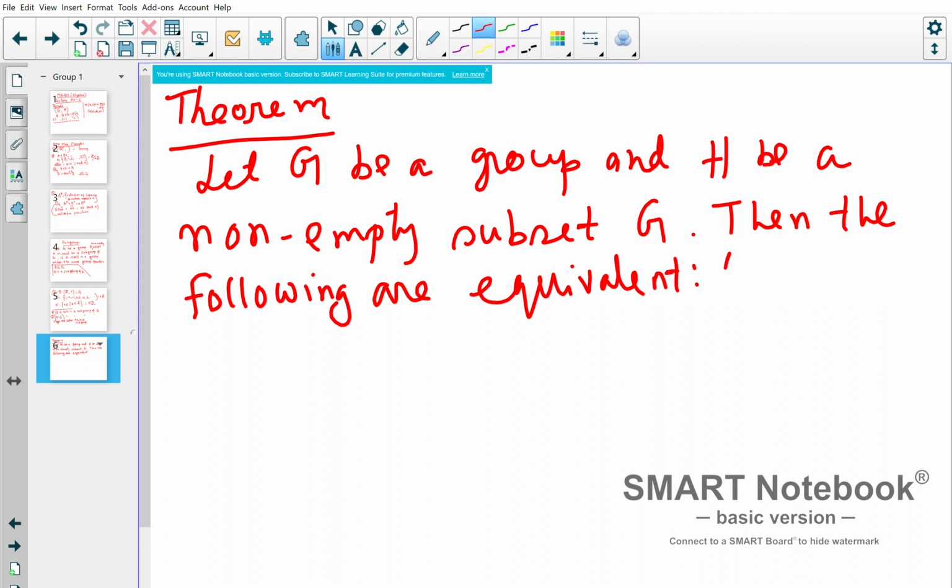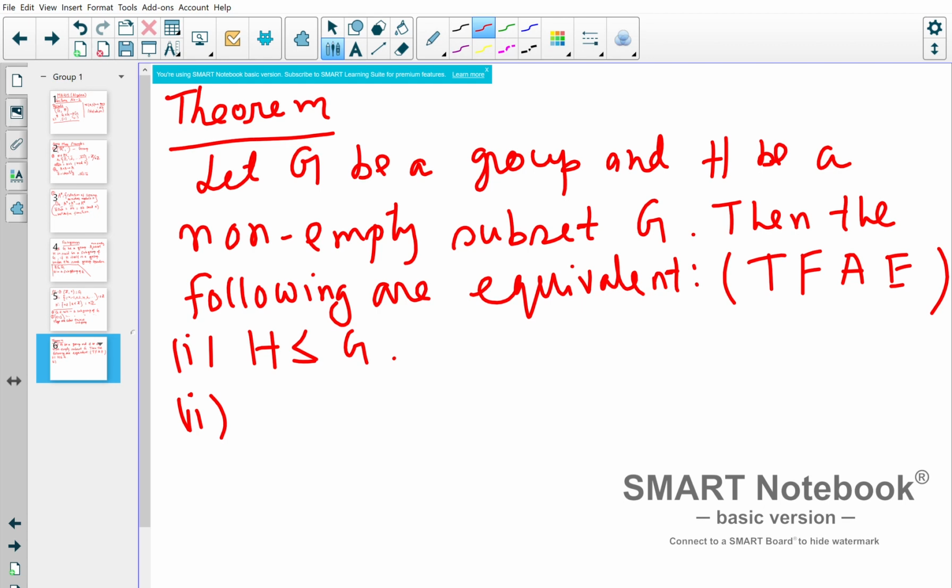Okay, so the following are equivalent. We write down T, F, A, E in short. So that means the following are equivalent. So what are the following? That one, A is a subgroup of G, and number two, for all A and B belonging to H, if you choose any two elements inside H, then A B inverse is also an element of H.